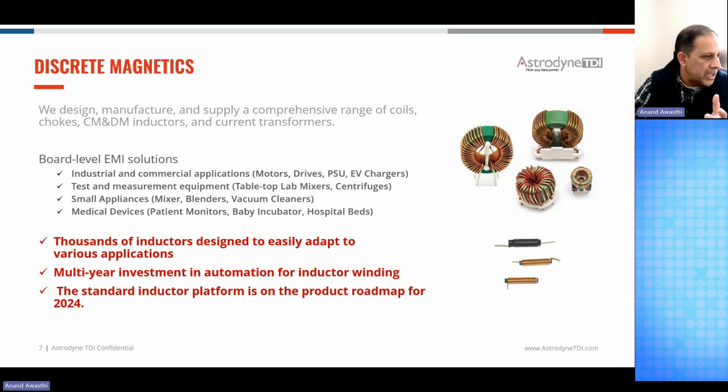So if you put it anywhere, it may not be as effective as when it's put closer to the point of power entry. So we work with our OEMs and decide this is the location where you should put this inductor so it is most effective and gives you the most performance.